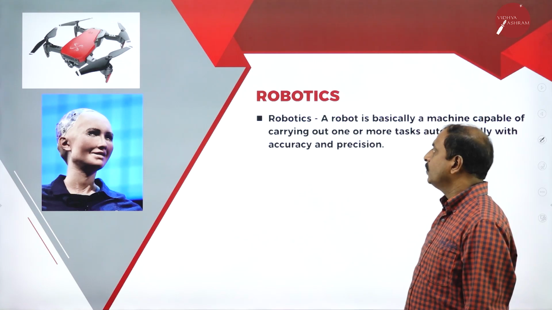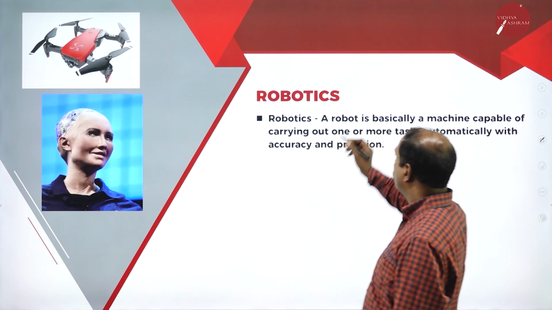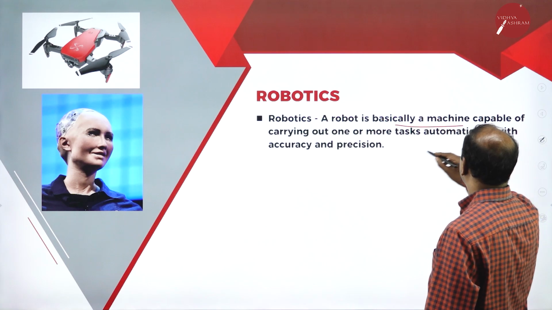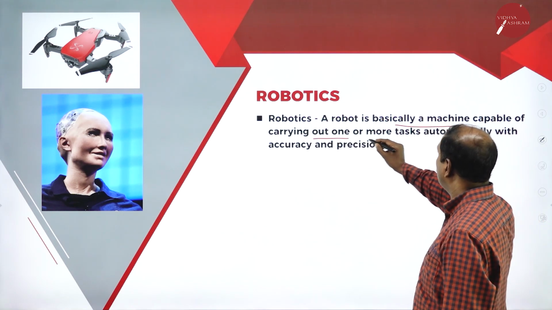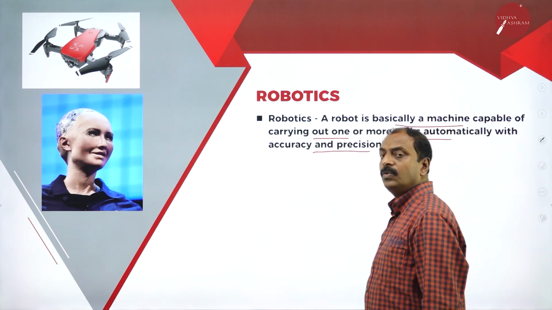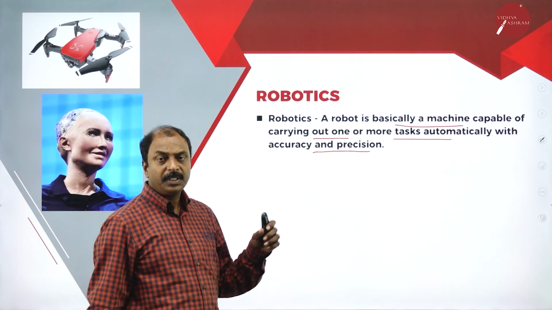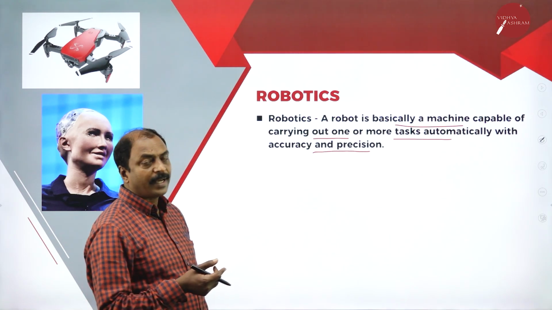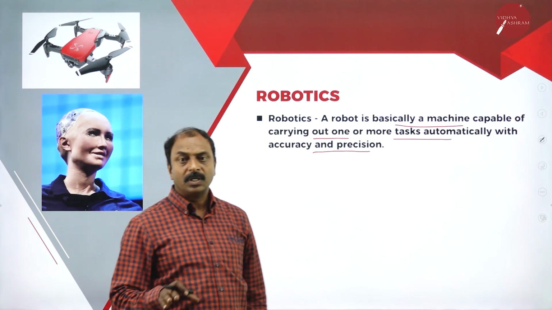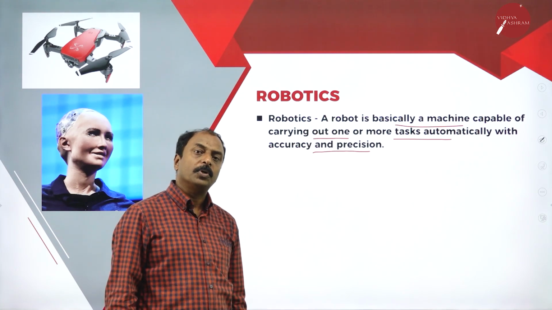Now let us move on to the next slide, that is robotics. One more technology is robotics. What is robotics? Basically it is a machine capable of carrying out one or more tasks automatically with accuracy and precision. We are familiar with the word robotics or robots. It is nothing but a machine that works like a human being. It works automatically, or it completes the given task automatically. That is a technology called robotics.